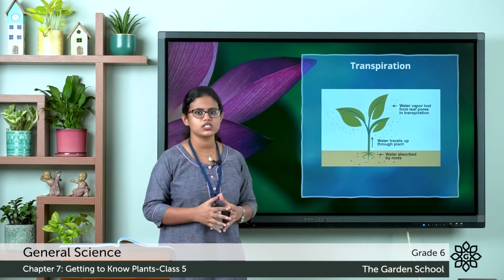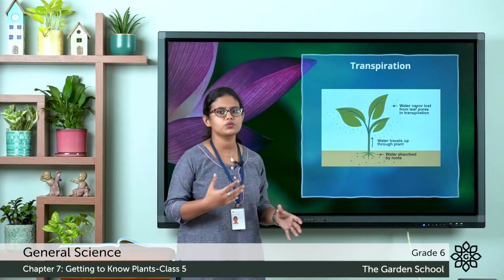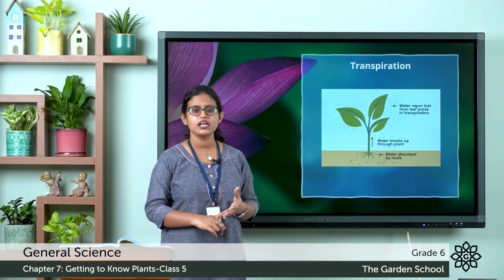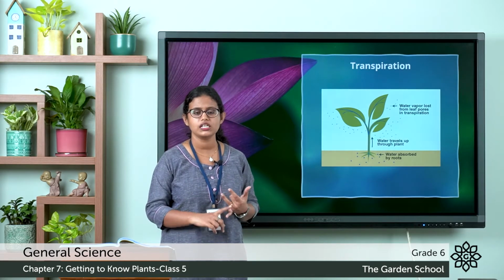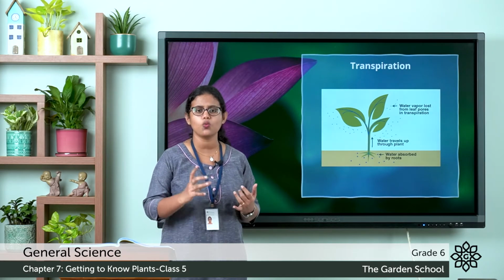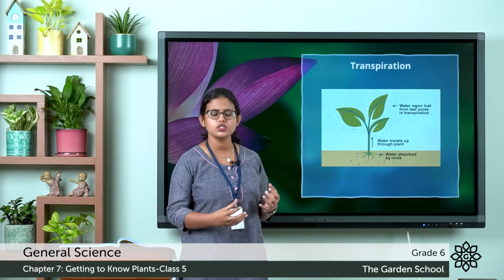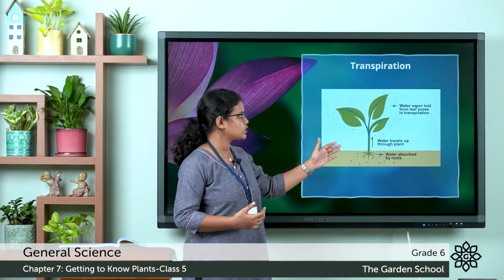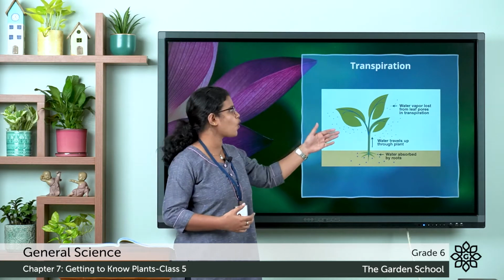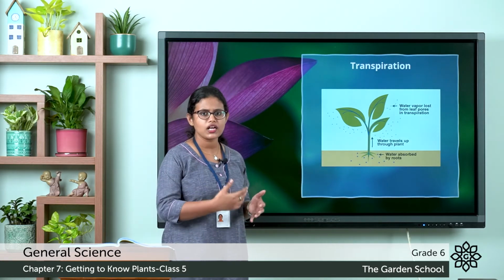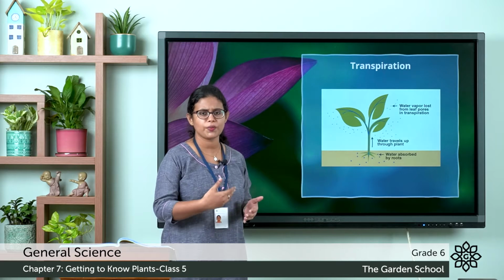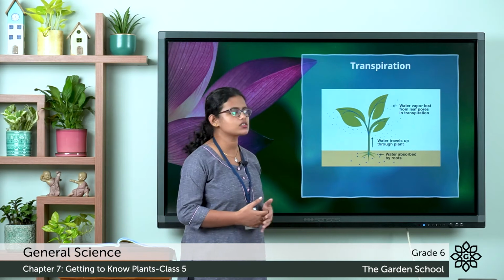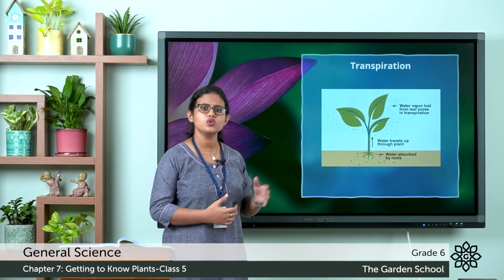As you can see in this picture here, water is absorbed by roots. We learnt about the two connecting tubes, and we know xylem is the connecting tube that carries water that is absorbed by the root to all parts of the plant. So the xylem carries the water to all parts of the plant. The plant uses water to prepare food. And what about the excess amount of water? It is released in the form of vapor through stomata.